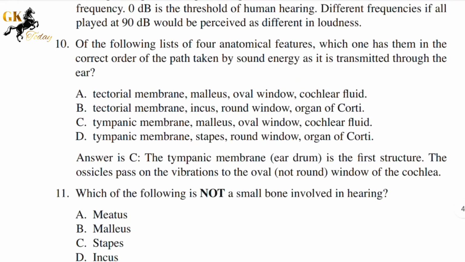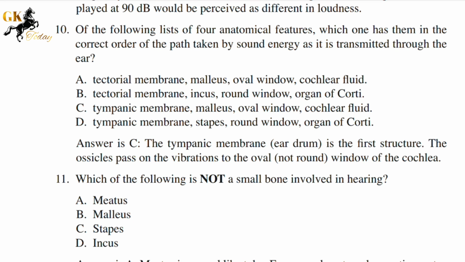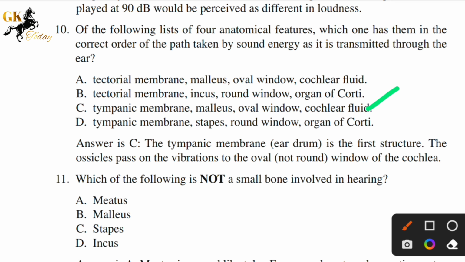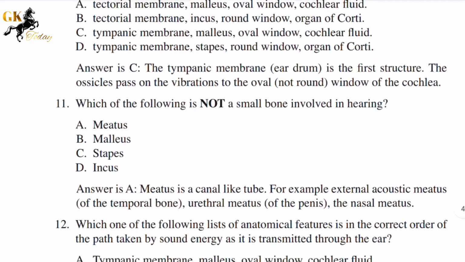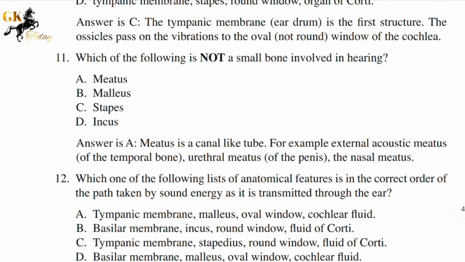Of the following list of four anatomical features, which one has them in the correct order of the path taken by sound energy as it is transmitted through the ear? Option C. Tympanic membrane, malleus, oval window and cochlear fluid. Which of the following is not a small bone involved in hearing? Meatus, malleus, stapes, incus. Option A, meatus.